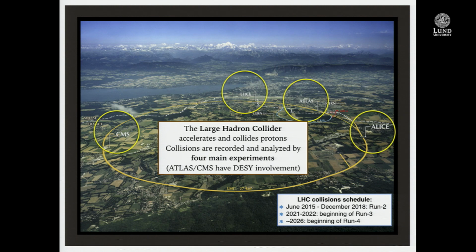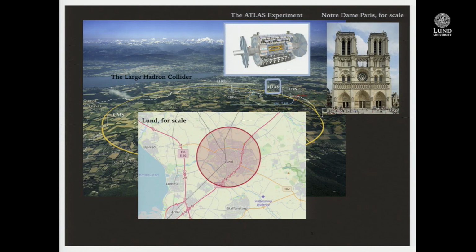We've just finished taking data for the first period, and we will take data again in 2021, roughly. To give you a sense of scale, if you put the Large Hadron Collider around Lund, it would contain the entire city. You'd have to dig a tunnel around the ring road and then collide particles there. The detector and experiment that I work on is called ATLAS, and it's about half the size of Notre Dame Cathedral in Paris. So it's very large.